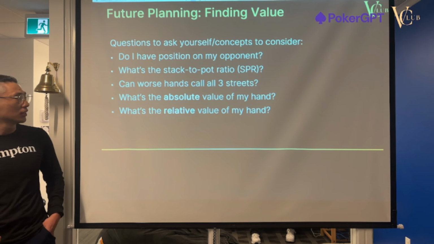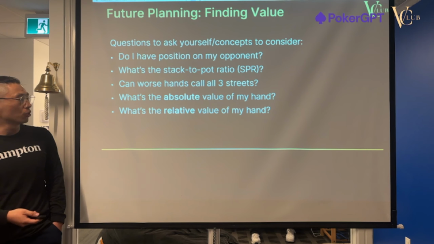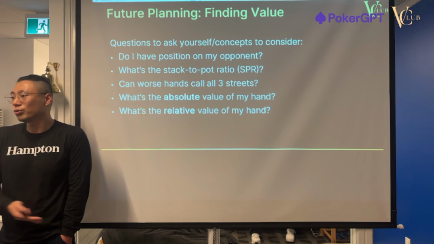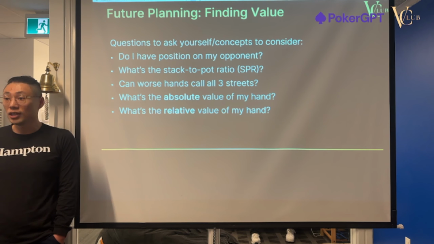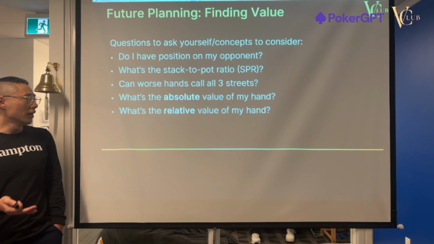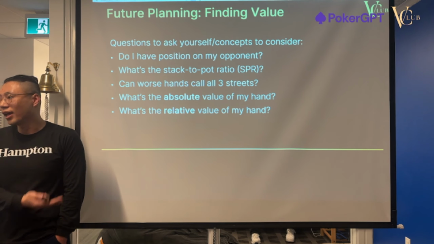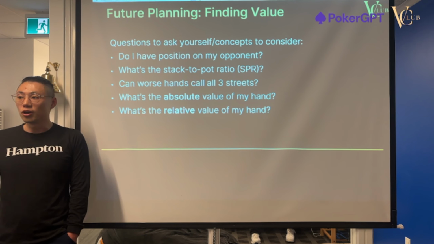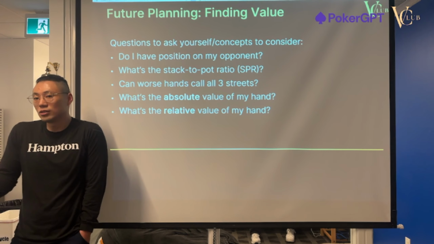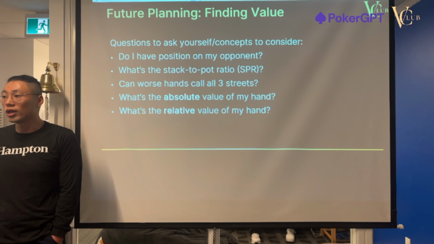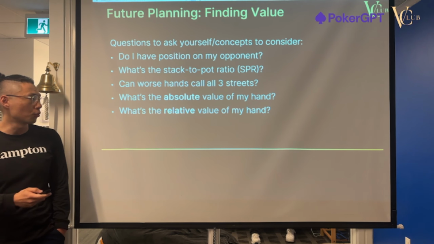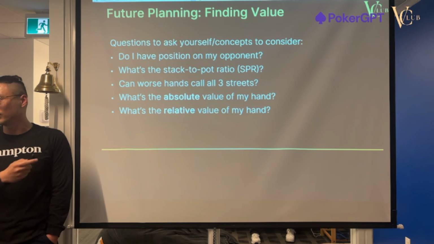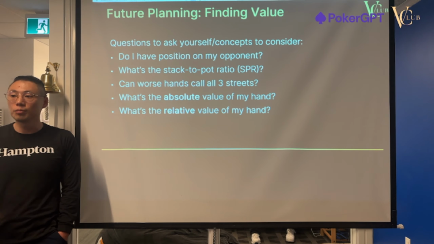So do you have position? What's the stack to pot ratio? Can worse hands call all three streets? If we're going to try to bet for all three streets, is it possible for worse hands to even call? And then what's the absolute value of my hand? What's the relative value of my hand? And this has a lot to do with board texture. Two pair on a super wet board is great absolute value, but might not be great relative value depending on what's on the board. So these are the general concepts to consider when you start to think about future planning.